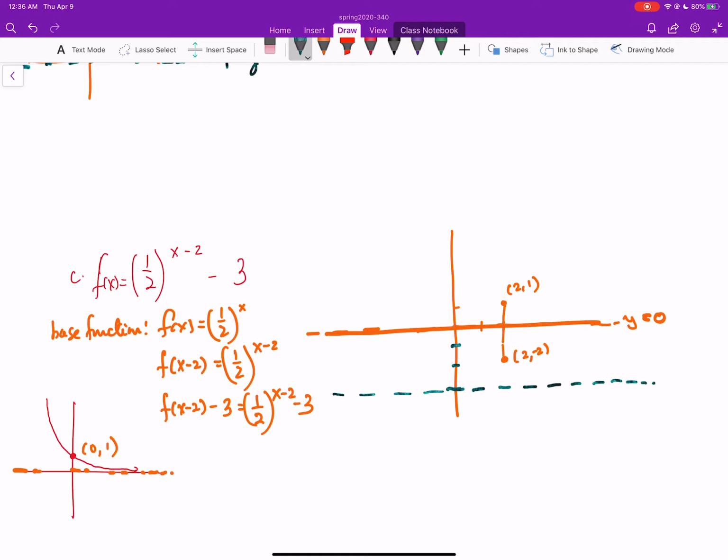At 0, you just got to figure out where the y-intercept is. So at 0, what do I have? I have 1/2 to the -2 minus 3. This is the same as 2 raised to the 2 minus 3, which is 4 minus 3, which is 1. So my graph should be doing this, going through here, going through there, and going through there.